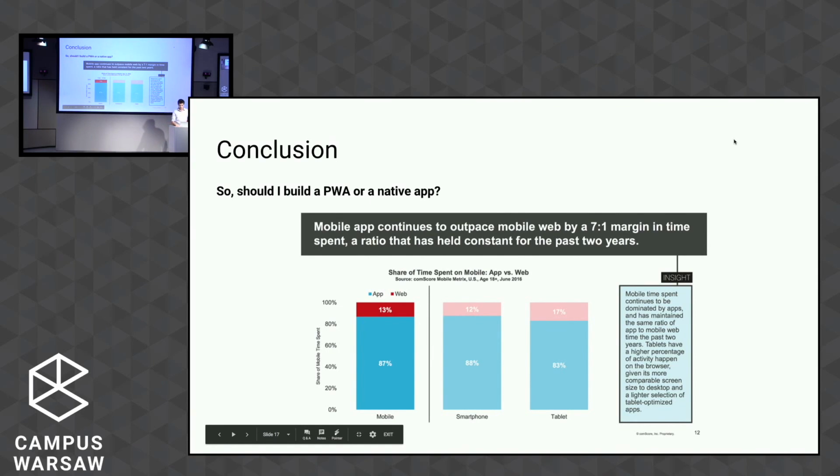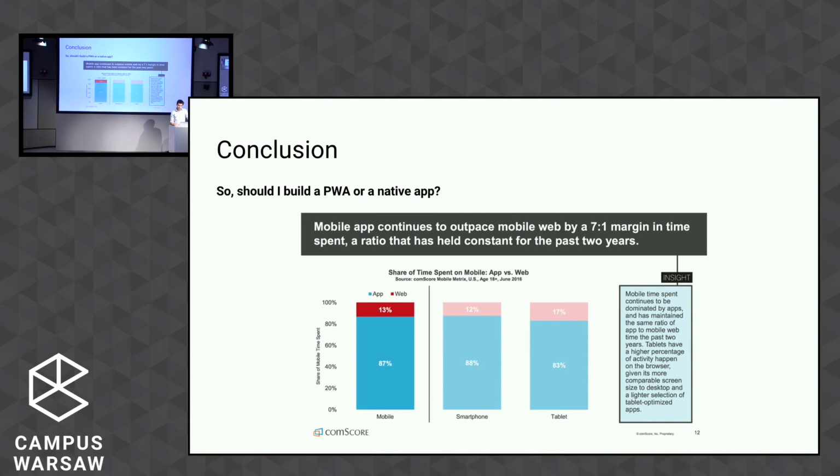Should you build a progressive web app or a native app? Unfortunately, there is not a single correct answer. Mobile apps outpace web apps in terms of time spent on the application by 7-1. So native apps are significantly more engaging than web apps so far.